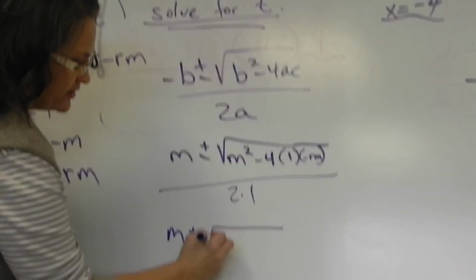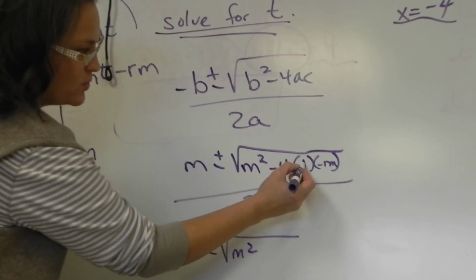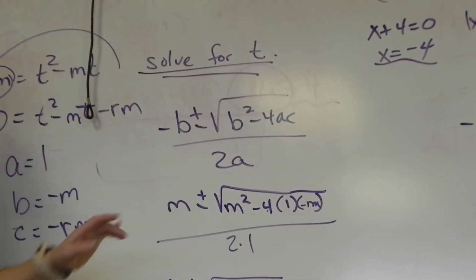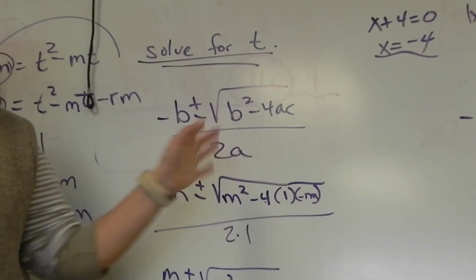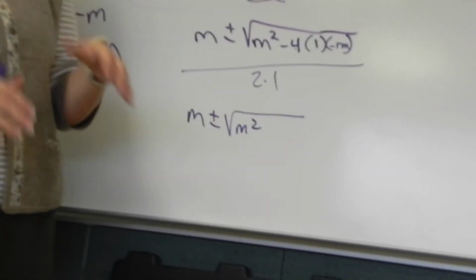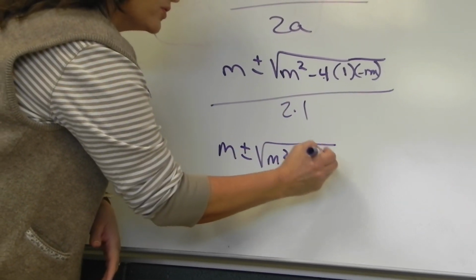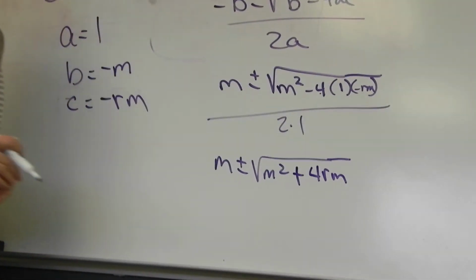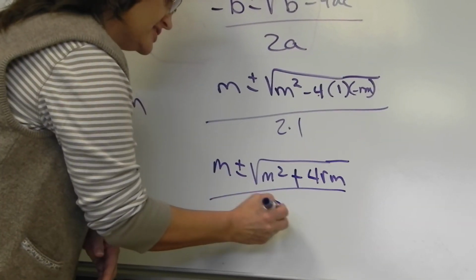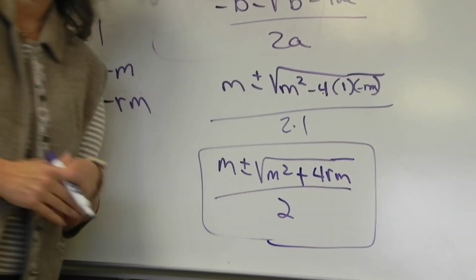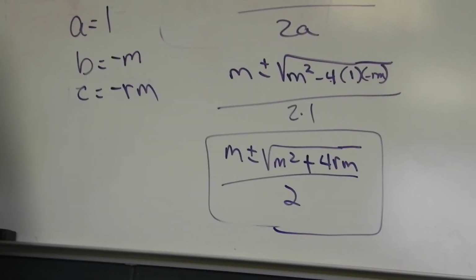That will be m squared minus 4 times 1 times the negative rm. If you have an even amount of negatives when you multiply, that makes that plus. 4 times 1 is just 4. So it's plus 4rm, over 2. And that's the answer to that. It does not simplify it down.